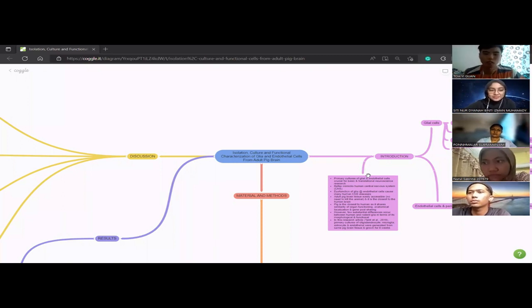Good day everyone and doctors. Today we're going to present our mind map of isolation, culture and functional characterization of glia and endothelial cells from adult pig brain. Before presenting our mind map, we would like to introduce ourselves.